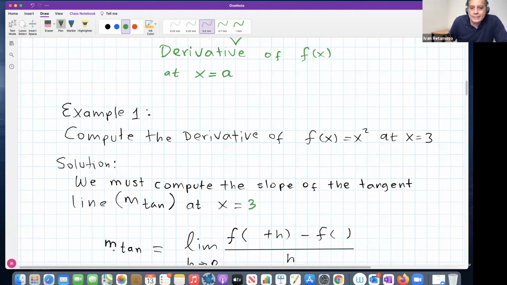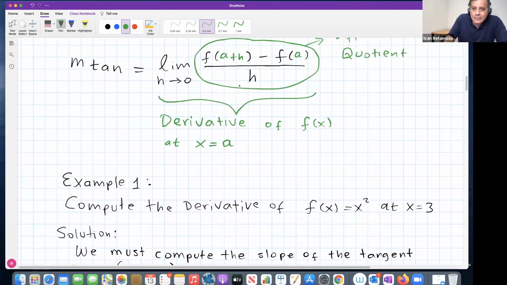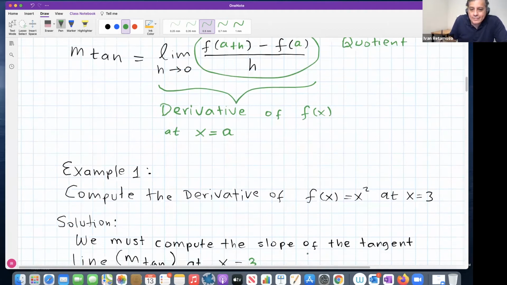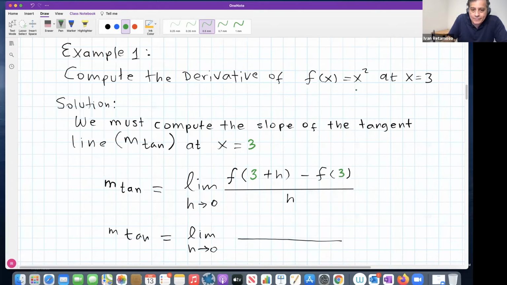So what you do is this: the slope of the tangent line is going to be equal to the limit as h approaches 0 of f of 3 plus h, notice this is the base point, minus f evaluated at 3, the difference of the output values. And remember, the denominator is just h, right? So we have to compute this limit using this function, right?